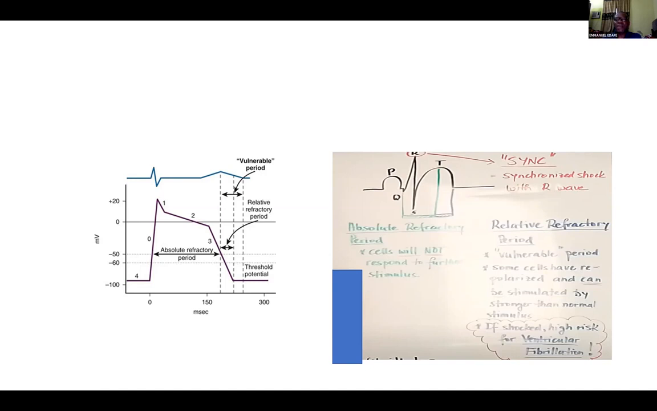For example, between the peak of the T wave and when the T wave elapses and becomes isoelectric is what we call the relative refractory period. The advice is that you should not cardiovert at that point. If you cardiovert at that point, the patient may enter into a later rhythm that may be worse than what you saw before cardioversion.